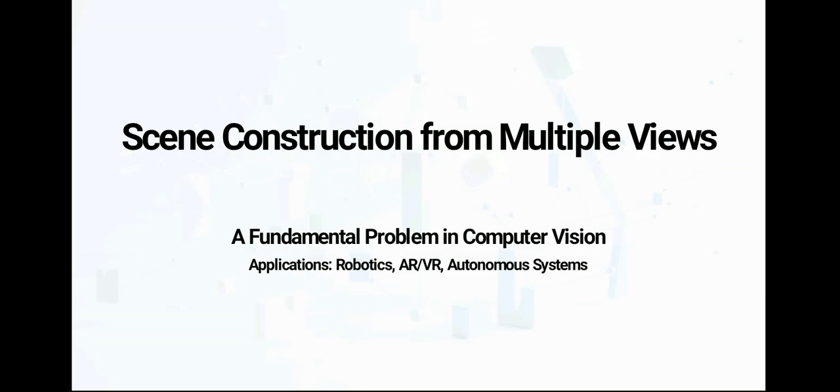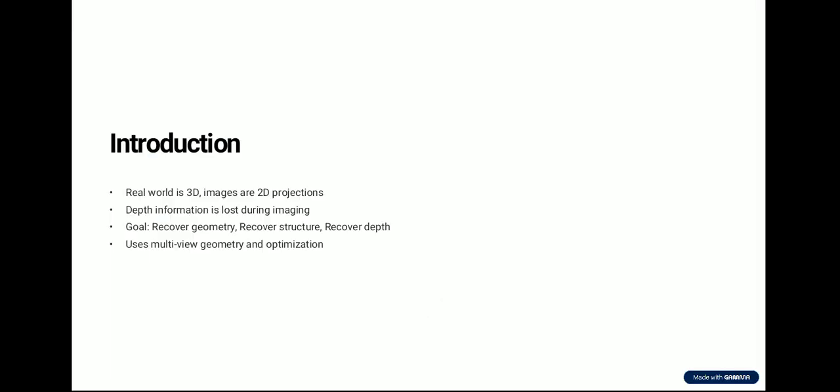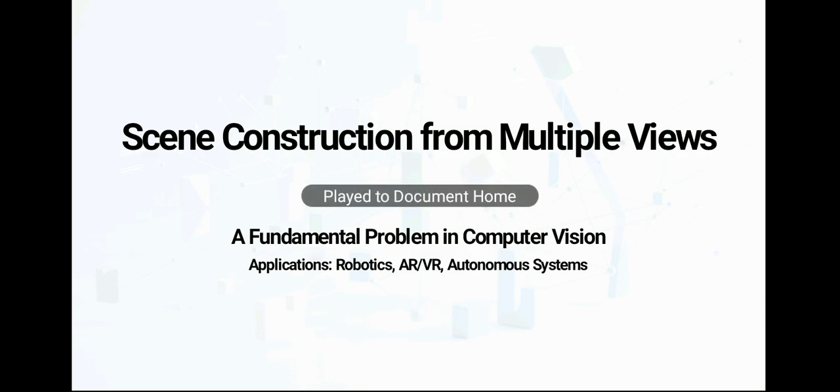I am going to discuss scene construction from multiple views. Scene construction from multiple views means reconstructing a 3D scene using multiple 2D images. It is a fundamental problem in computer vision because it helps machines to understand the 3D world. This concept is widely used in robotics, augmented reality, virtual reality, and autonomous systems.